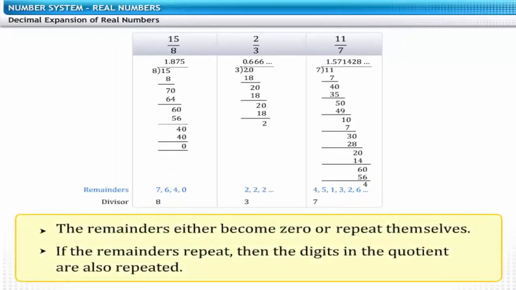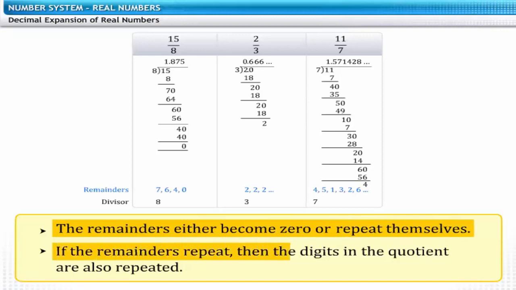Let's observe the divisions carefully. Here are the conclusions based on the observations. The remainders become 0 after a certain stage or repeat themselves. If the remainders repeat, then the digits in the quotient are also repeated.